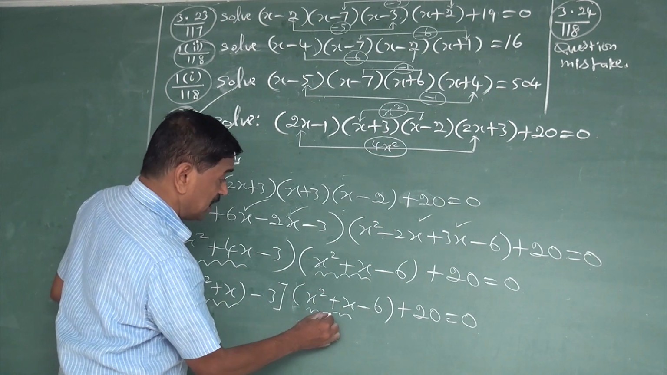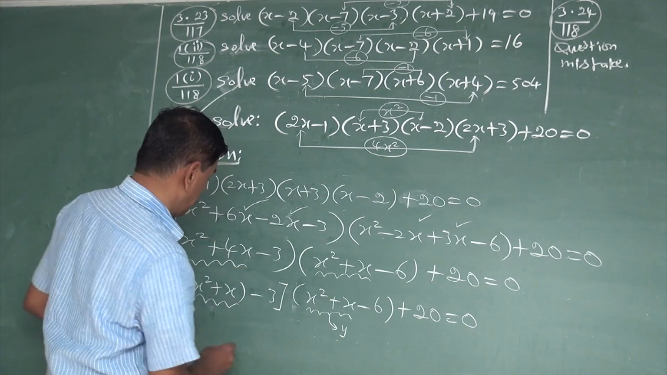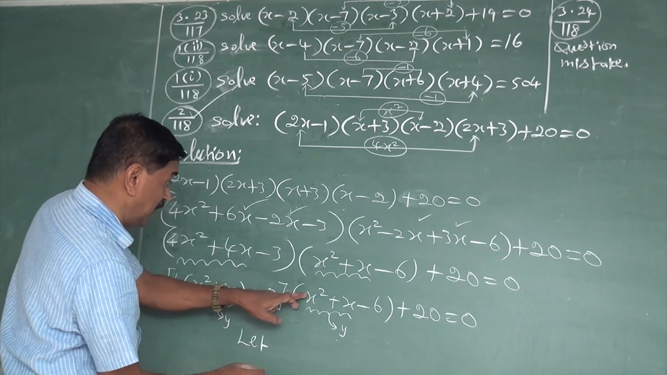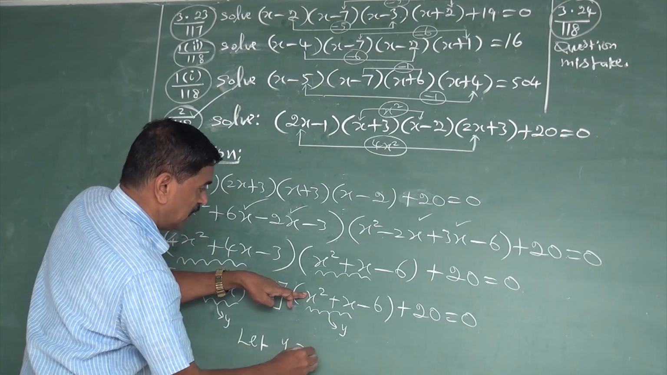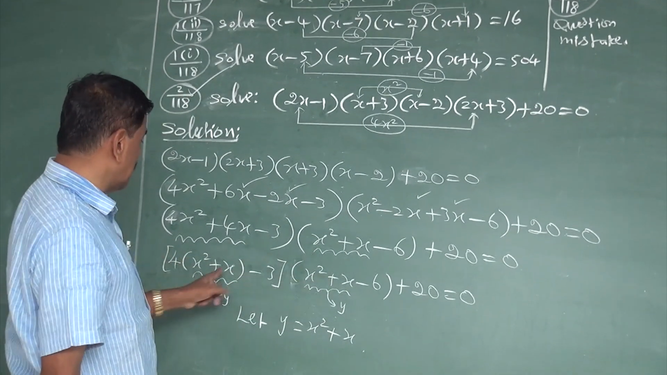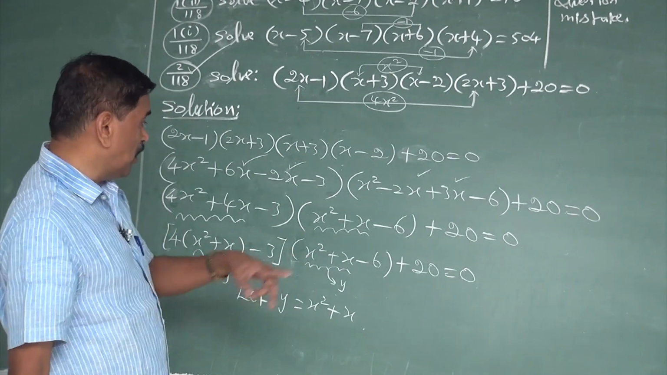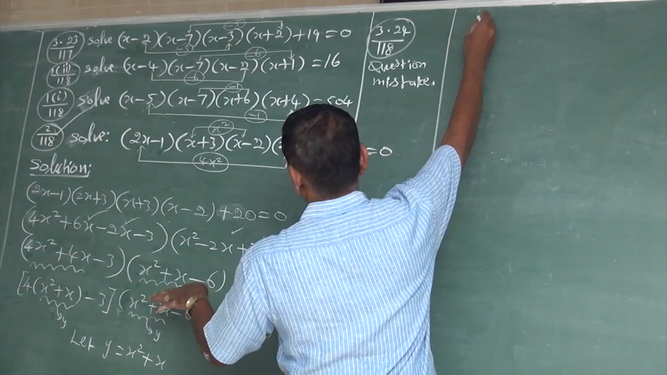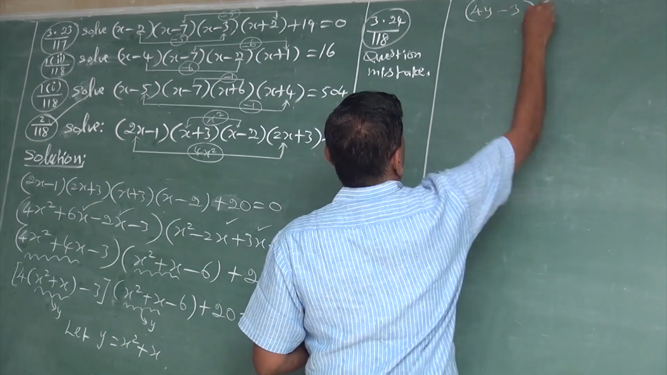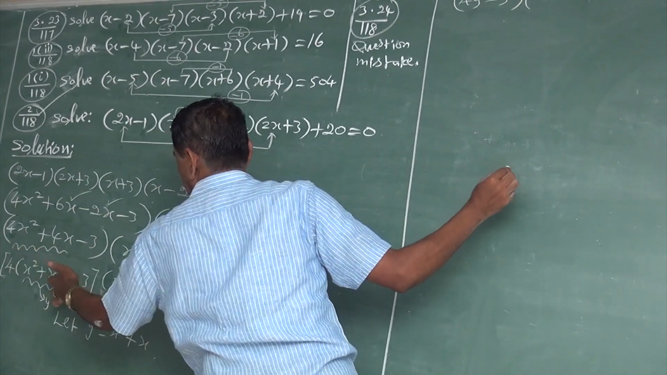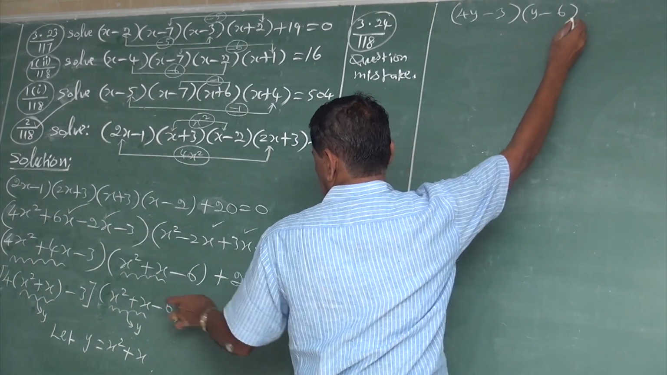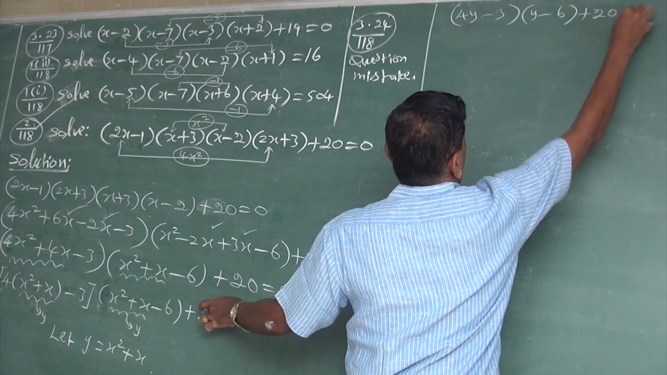Okay, for my convenience, let this underline is equal to y, which means let y is equal to x square plus x, that's all. Let y is equal to x square plus x. Can you tell me what is your next form? So 4y minus 3 bracket into, listen, y minus 6 plus 20, which is equal to 0.